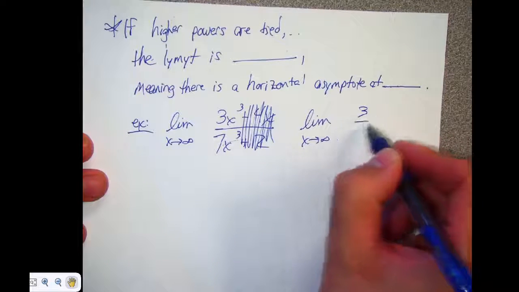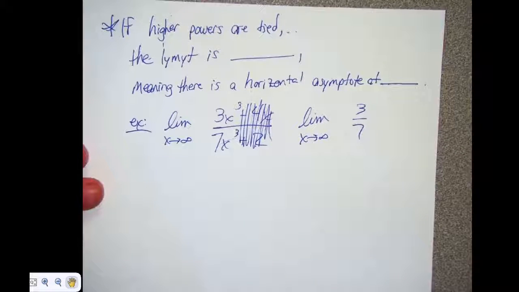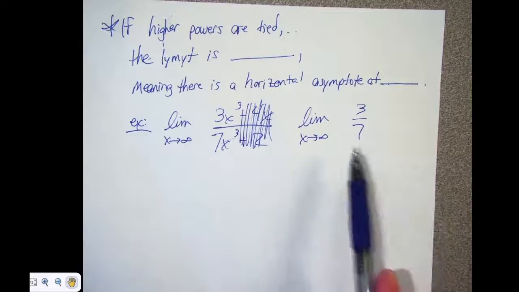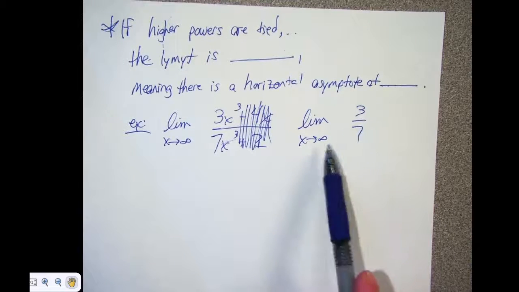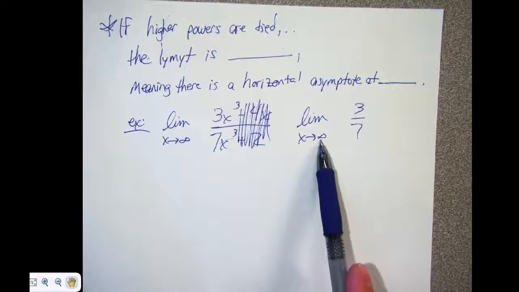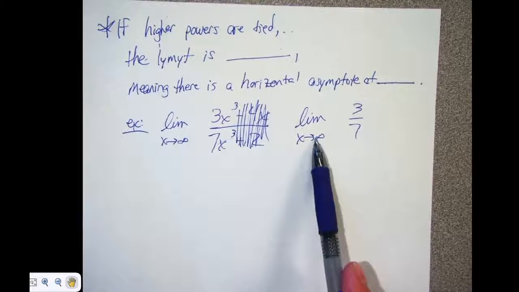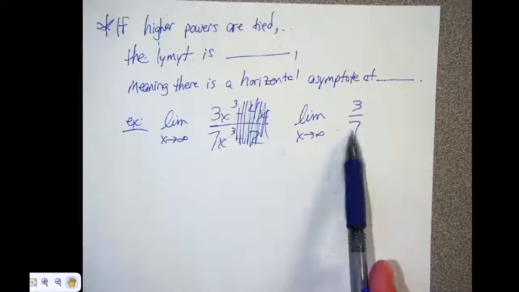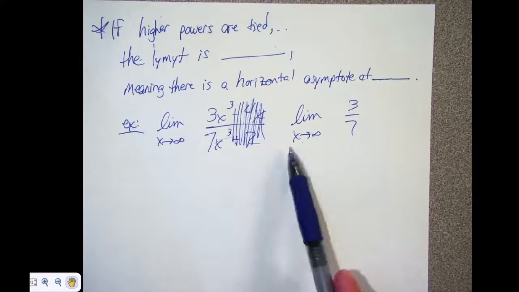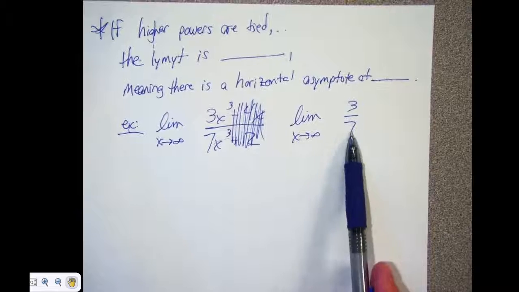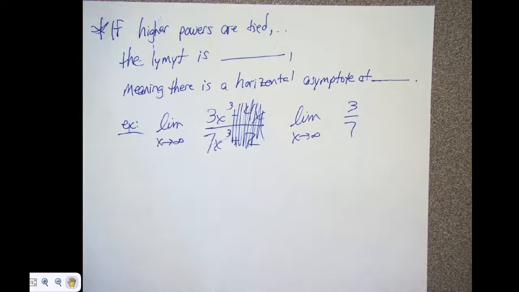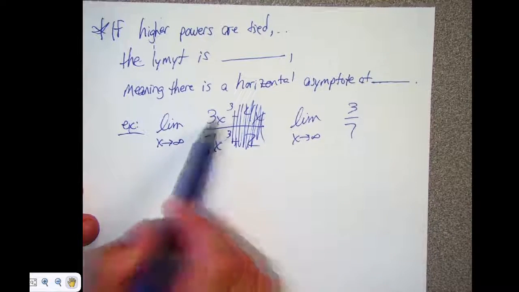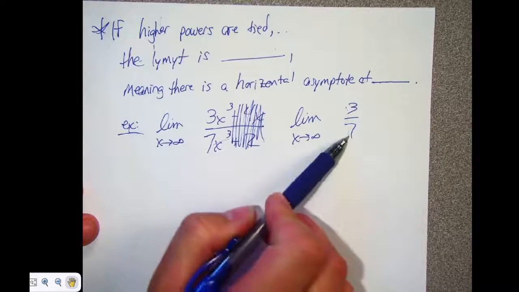And what I'm left with is this. But there's no x to plug into, so I don't care what x is. Your answer is going to be 3/7. If I let x be 10 million, you're going to have 3/7. If x is 2, you're going to have 3/7. If x is 100 trillion Google zillion, I don't know, it's 3/7. So the highest powers are tied, it's just the coefficient of them that becomes the limit.